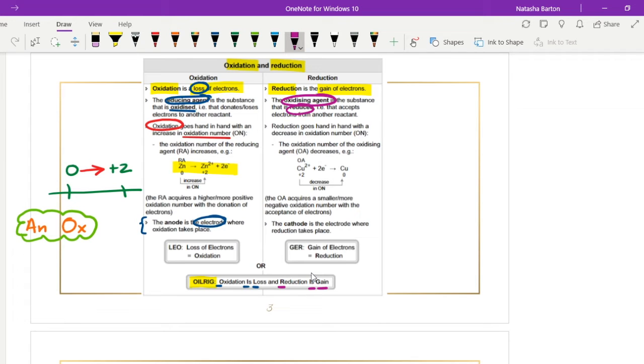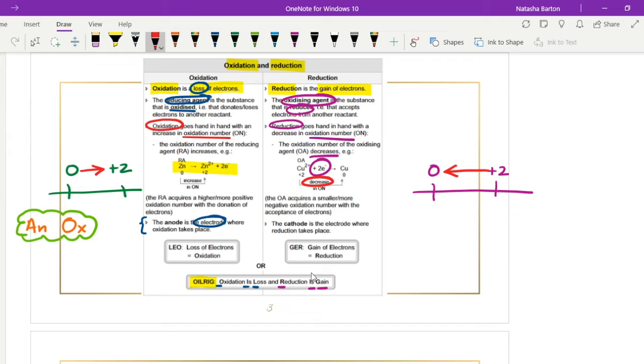It is responsible for another substance being oxidized. When we look at the oxidation numbers, when something is reduced, we find that the oxidation number decreases. So here we are looking at copper. We start off with a copper ion with a charge of positive 2. It then gains 2 electrons and gets a charge of 0. So our oxidation number goes from positive 2 to 0. We say that there is a decrease in the oxidation number.